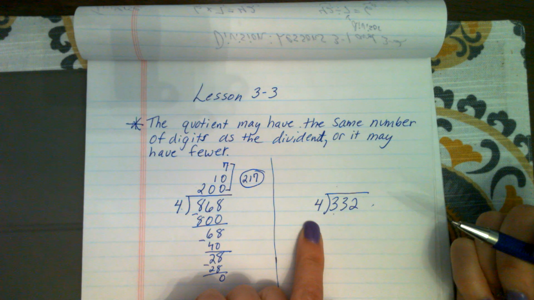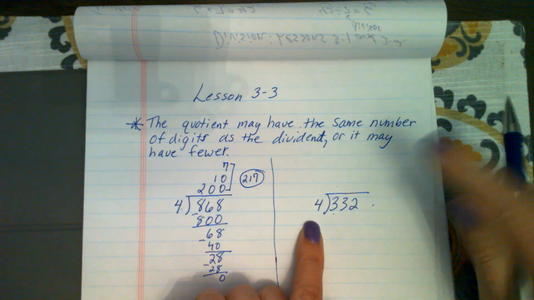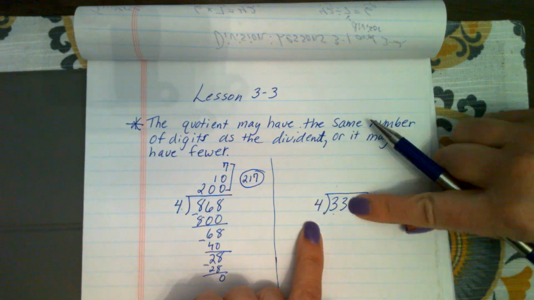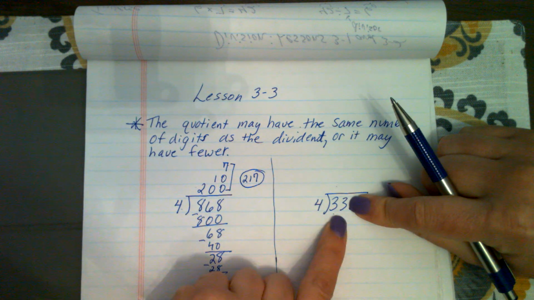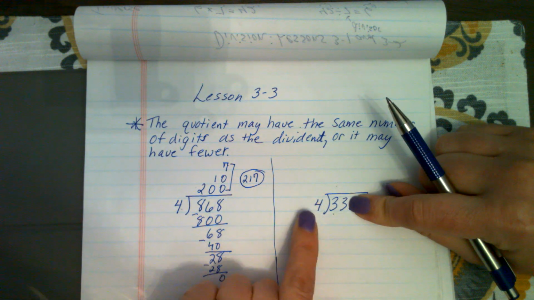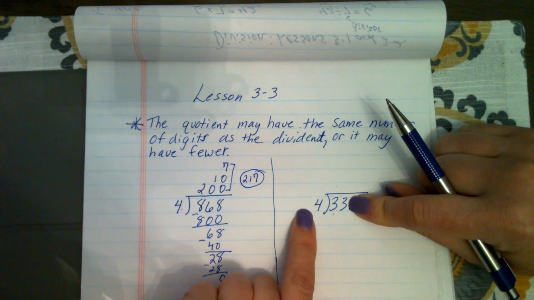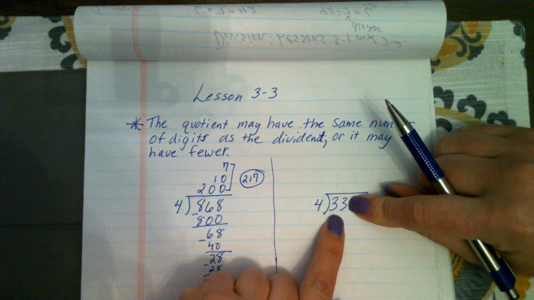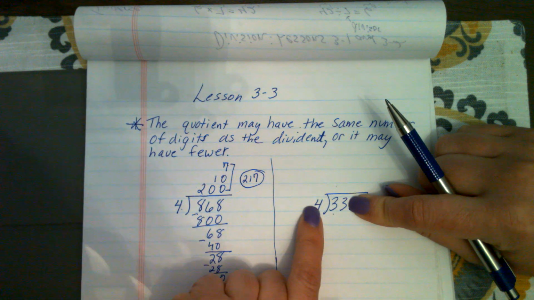That means I'm now going to look for a tens place multiplier. So now I'm going to look at how many 4s are in 33 tens. Oh, I can take groups of 4 if I have 33 of anything. In this case, I have 33 tens. How many 4s are in 33 tens?